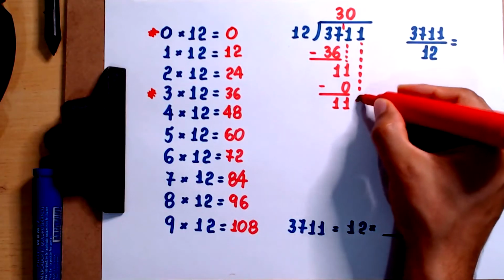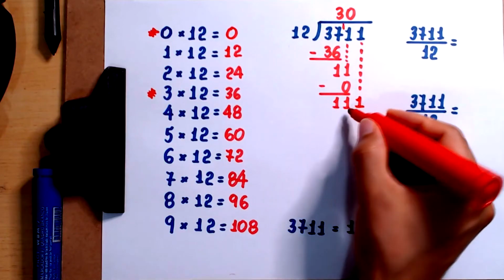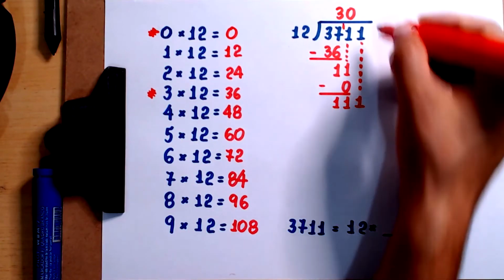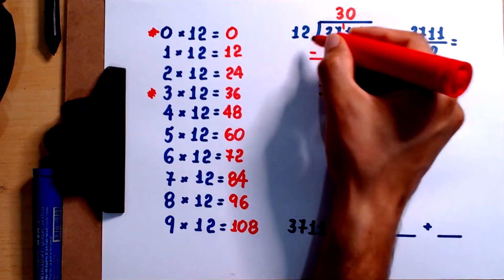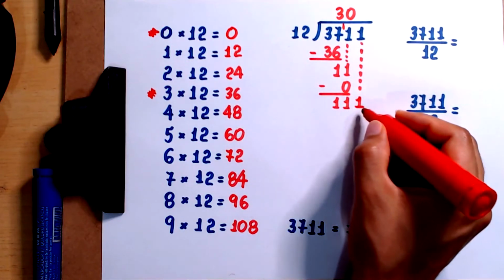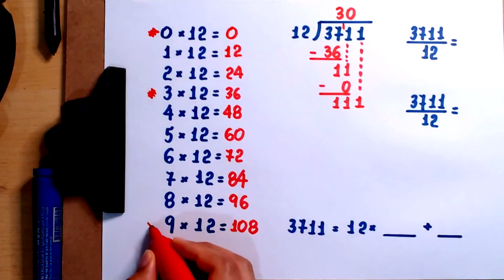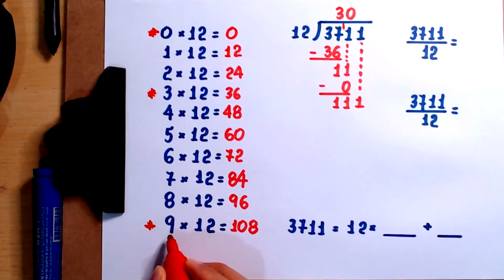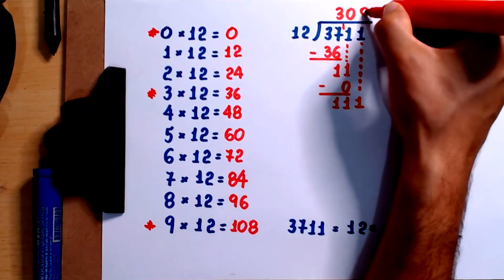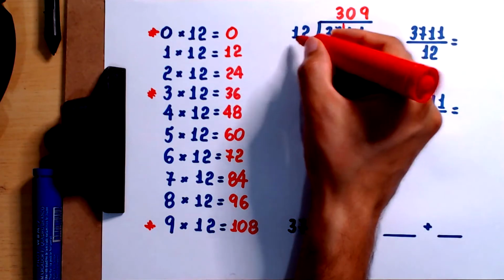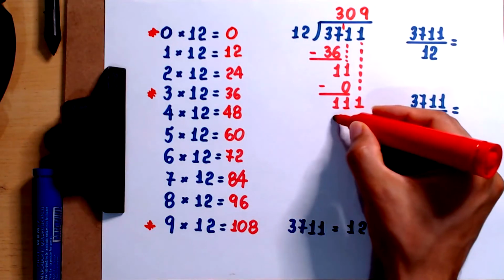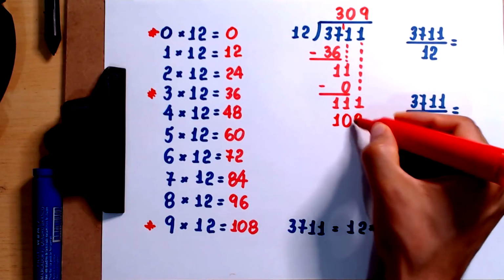After a subtraction, I bring down the next digit. Doing so, now I find here 111. And I ask the question again. How many times does 12 go into 111 without going over? By looking at the multiplication table, you see that the number we are looking for is 9. So I write 9 here. Since 9 times 12 equals 108, that's what I write here and then I subtract.